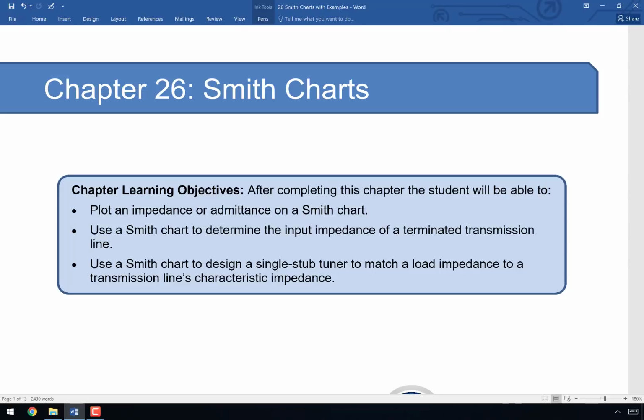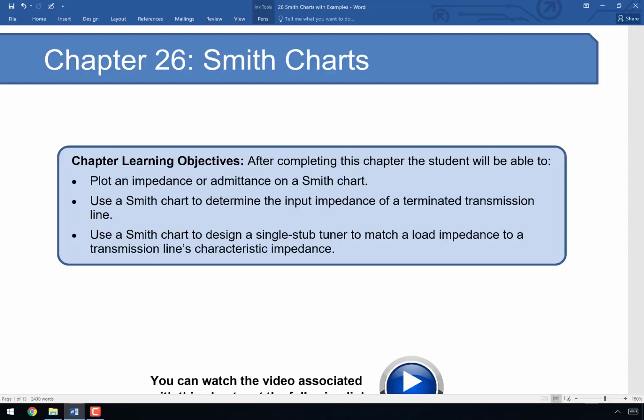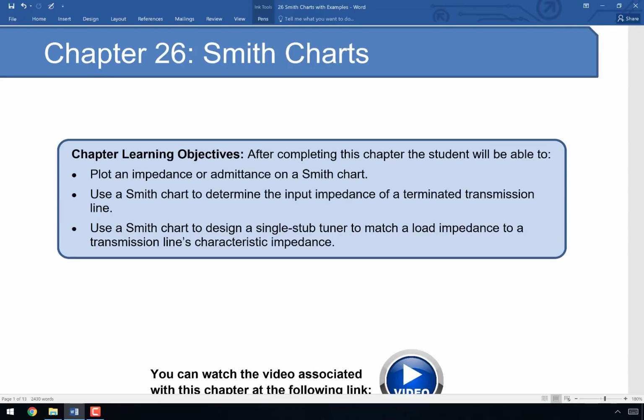So we're going to talk about how a Smith chart works and how we're going to derive the elements of a Smith chart, and we're going to learn how to plot impedances on the Smith chart and how to convert them to admittances. We're going to be able to determine the input impedance of a terminated transmission line, and we're going to learn how to use it to design a single stub tuner, which of course was the culmination of our work in the previous chapter.